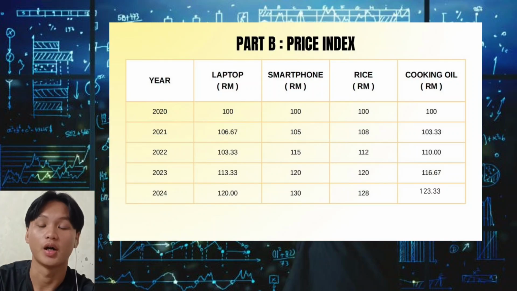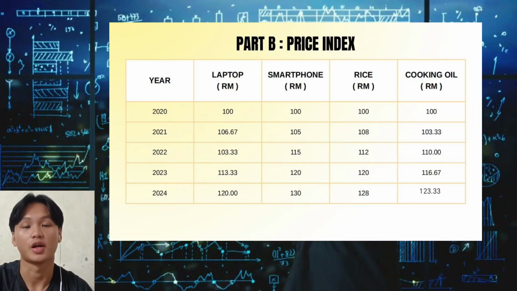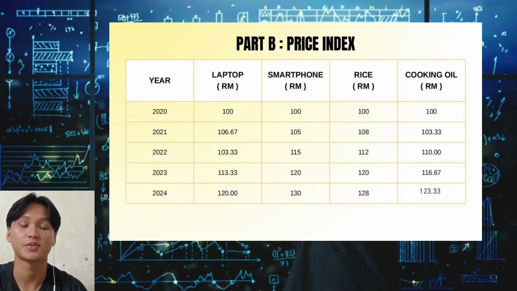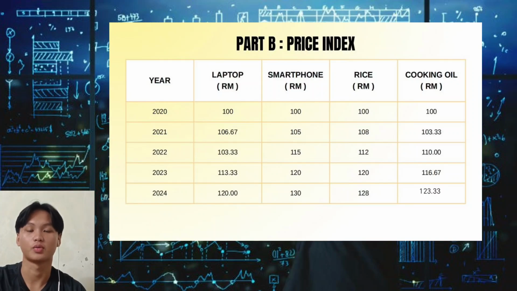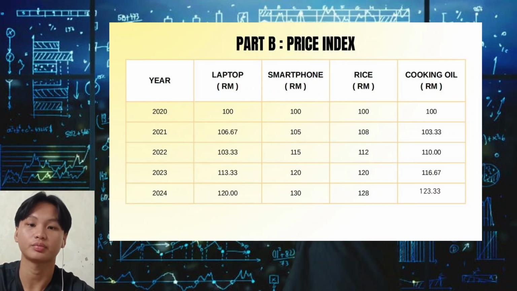And now, this table shows the price index for laptops, smartphones, and cooking oil from 2020 to 2024. All prices rise each year. For example, the smartphone index goes from 100 to 130. Price goes from 100 to 128. Cooking oil reaches 123.33 in 2024. So overall, prices are increasing every year.